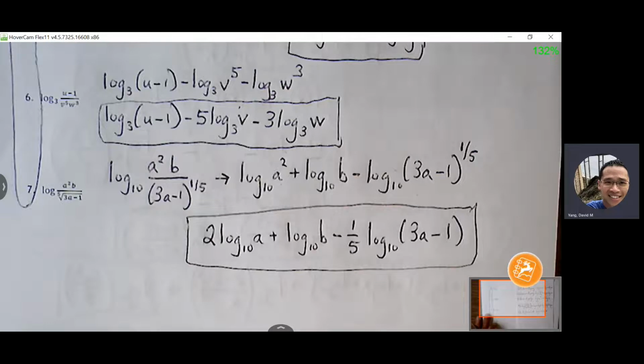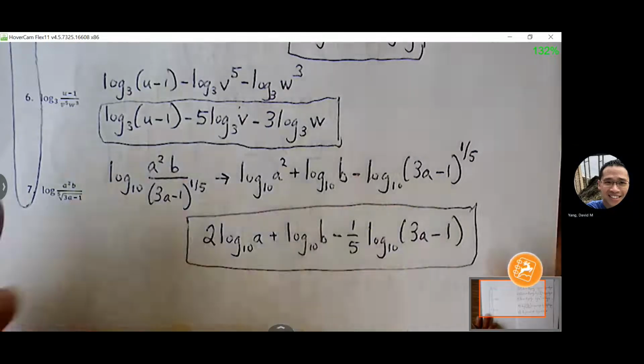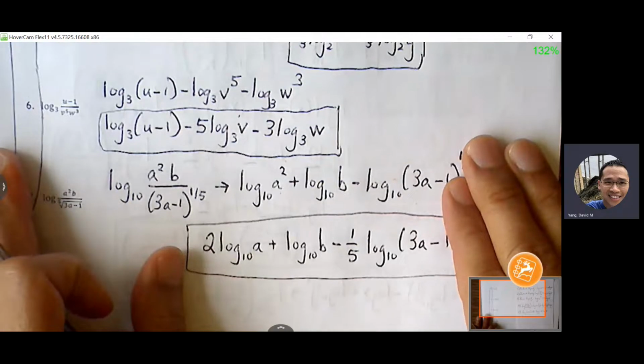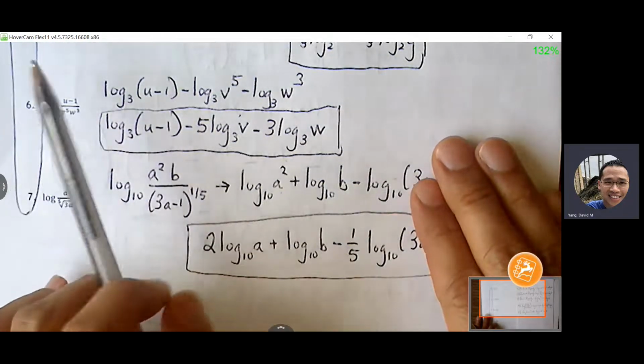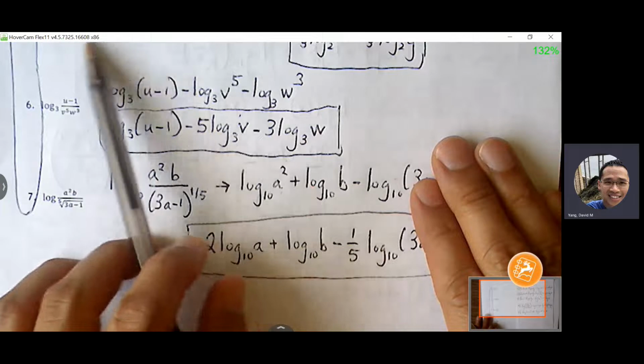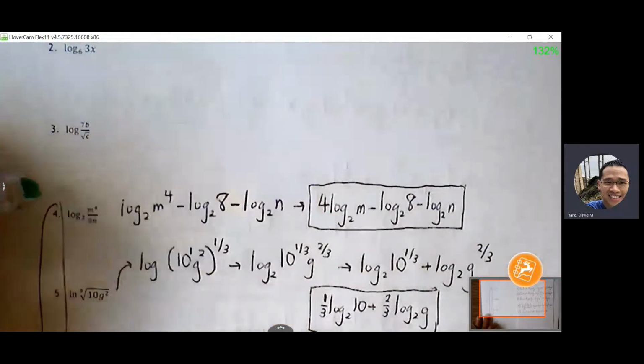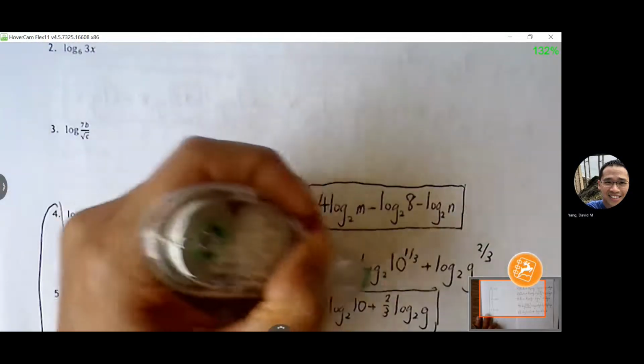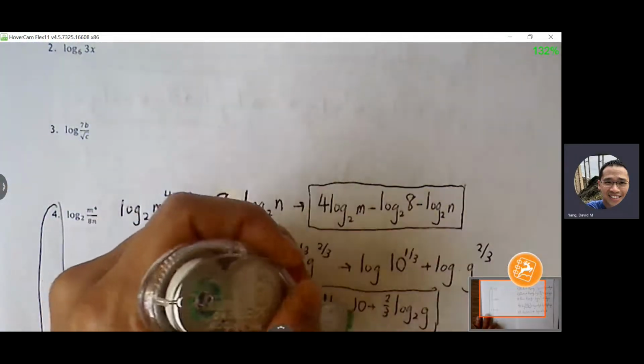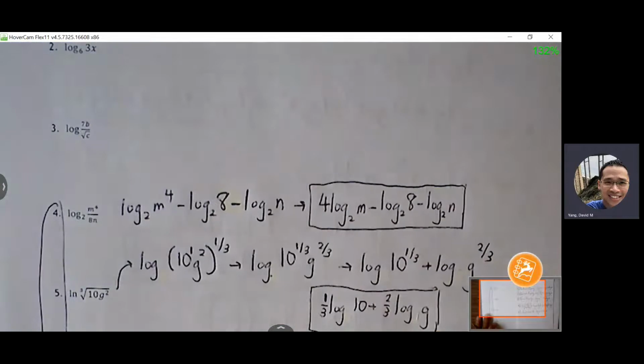Yes. On number 5, where is... Oh, sorry, I miscopied it. It should be log base e. My bad. Thank you. Yeah, I copied it from the above problem. I did not make that adjustment. It should all be log base e for number 5.